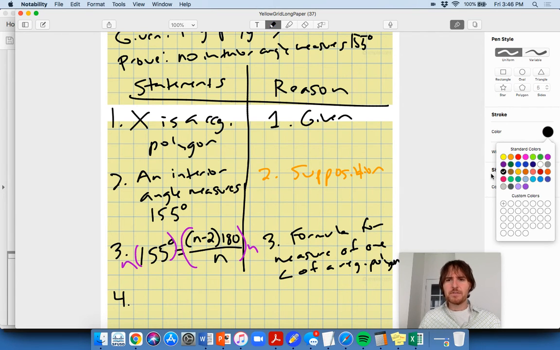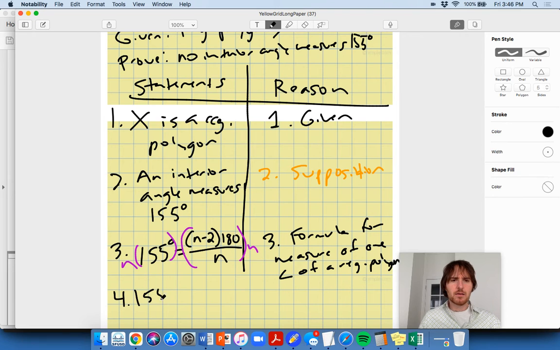So I get 155n equal to n minus 2 times 180. So these cancel out. I might as well do some simplification here to make my life a little bit easier. n times 180 is 180n minus 360. And what I just did there is technically the multiplication property of equality. I multiplied both sides by n, so multiplication property of equality, POE.